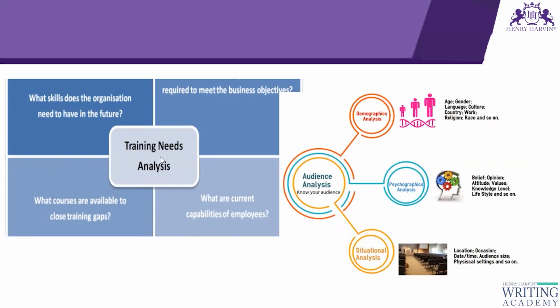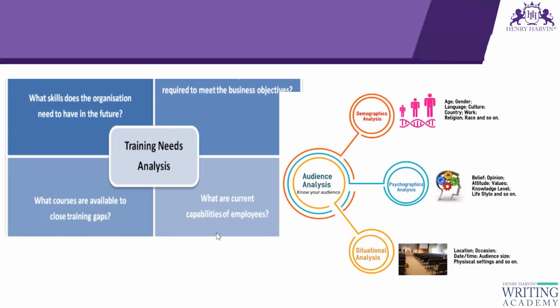This is analysis. Now I have identified that there is a gap. There is a lack in technology. My people do not have those skills because they are not doing good business, or they are not getting good productivity. That is training need identification. Now analysis is, what does the organization need to have for the future? How do I need to meet my business requirement? How will I find the courses for closing these training gaps?